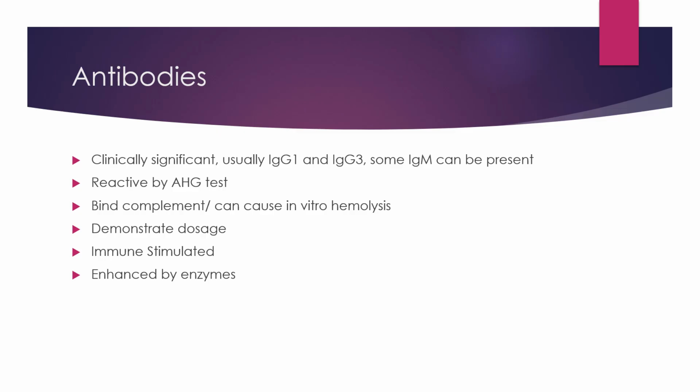Kidd antibodies are known to demonstrate dosage. This means they react stronger with homozygous cells than heterozygous cells. Kidd antibodies are immune stimulated, meaning they arise from outside stimulation from pregnancies or transfusions. Kidd antibodies are enhanced by enzymes such as ficin, papain, and trypsin. They are resistant to DTT, chloroquine diphosphate, and acid.